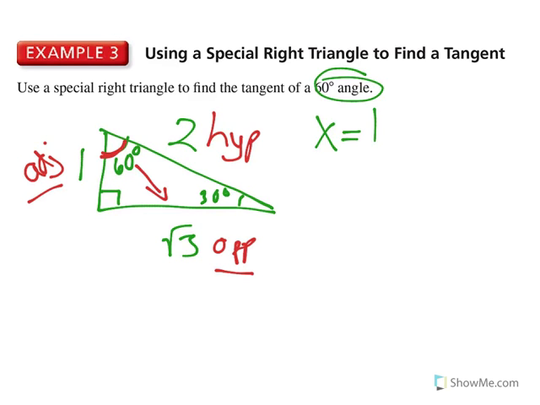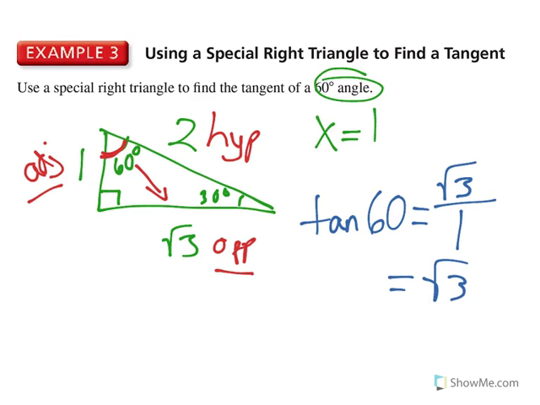Okay, so I need my opposite over adjacent, so when I take the tan of 60, my opposite is my square root of 3. My adjacent is my 1. So in this problem, the tangent of 60, when I reduce the right side, and if I divide by 1, it doesn't change anything, then I just get the square root of 3. Okay, and so that's my answer. The tangent of 60, I always get the square root of 3.